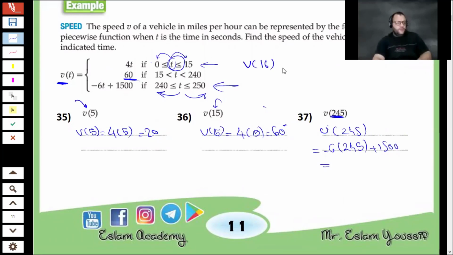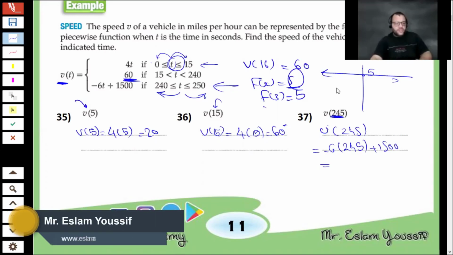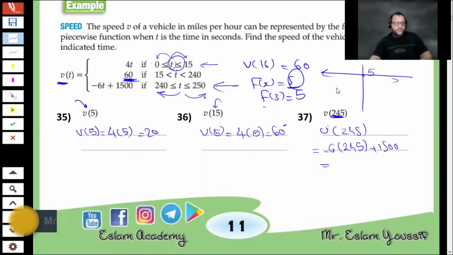it would be 60, because it's a constant function. When you have a function f of x equals 5 and you need to find f of 3, is there any x to replace? No, so it will be 5. That's defined as a constant function, represented by a horizontal line parallel to the x-axis that intersects the y-axis at the point 5. It's called the constant function. Whatever the value of x, y will be the same and will never change. That's a constant function of degree 0.